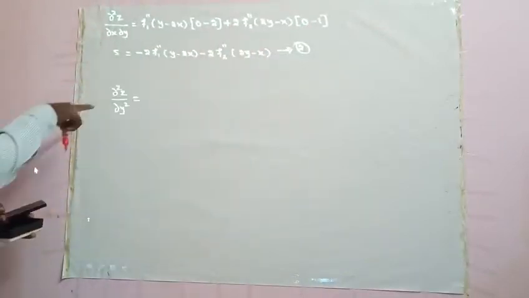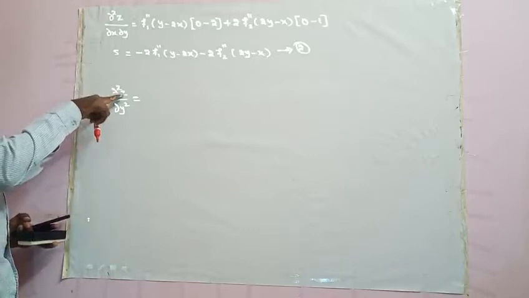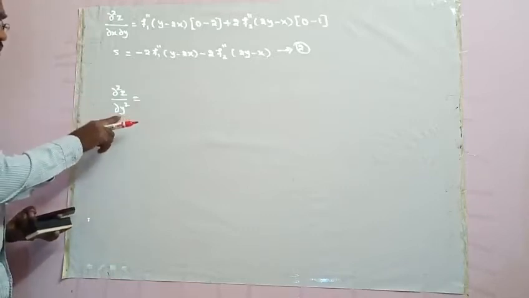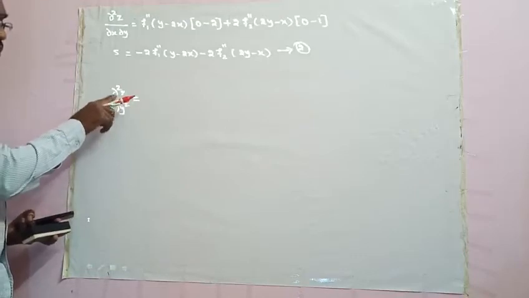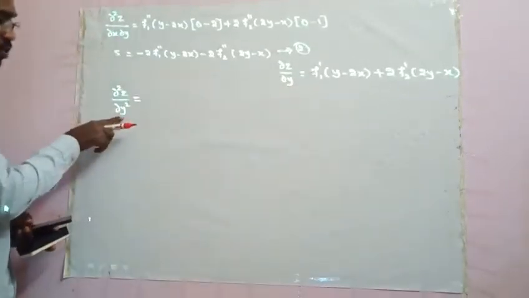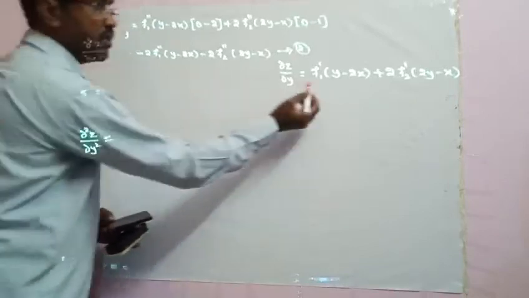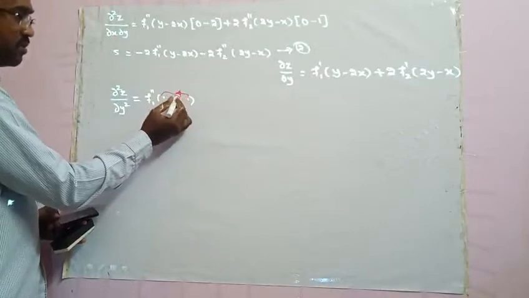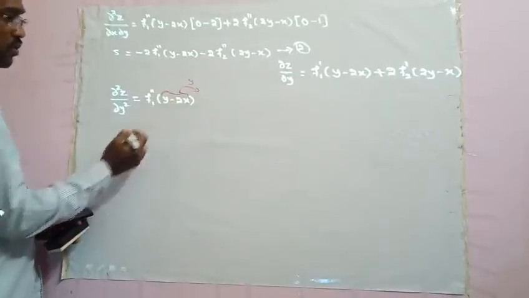One more final double derivative is dou square z by dou y square, right? Now what is dou z by dou y? We need to differentiate dou z by dou y once again with respect to y. What is the differentiation of f1 dash, f1 double dash into differentiation of this with respect to y?